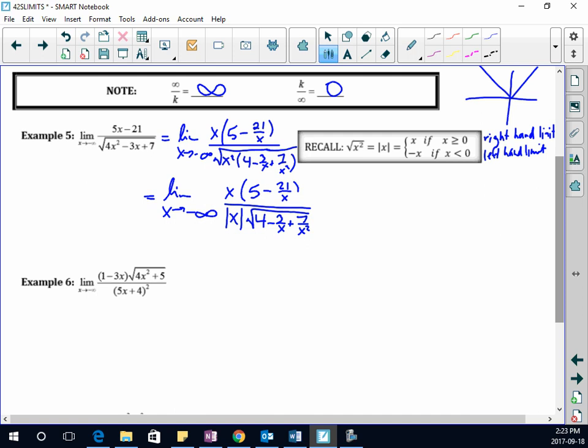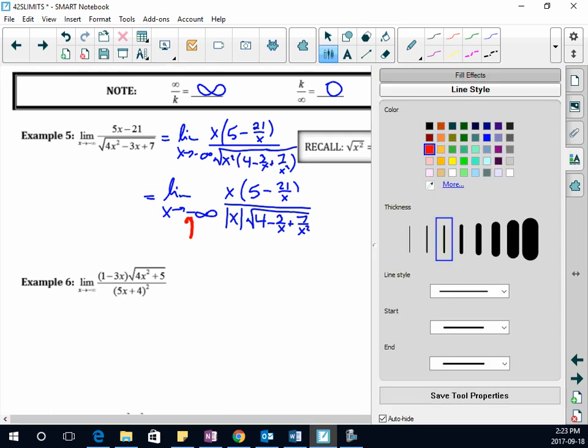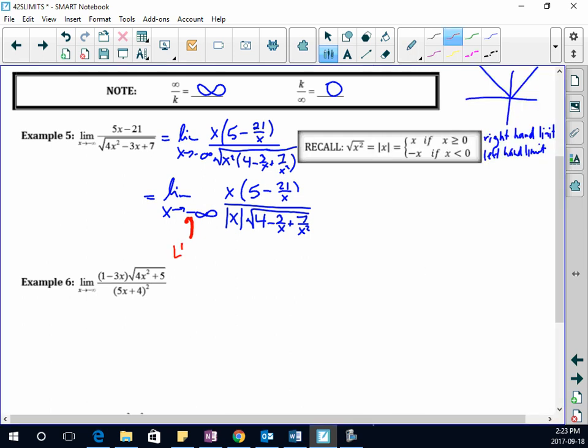I pulled out the x squared out of the square root sign, and it became the absolute value of x. Because this is coming from the, what side? It's coming from the left side. This gets replaced with a negative. So this will become the limit as x goes to negative infinity of x over negative x, 5 minus 21 over x, bracket 4 minus 3 over x plus 7 over x squared.